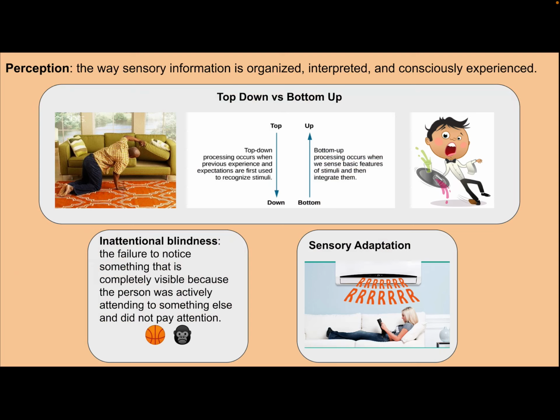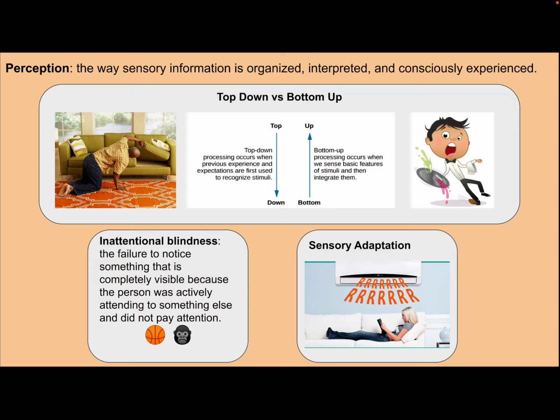Inattentional blindness is the failure to notice something that's completely visible, that's right there, because you're attending to something else. You totally missed something that was going on that would have been totally possible for you to see, but you missed it because you were paying attention to something else. It's like you were blind because you were not paying attention.